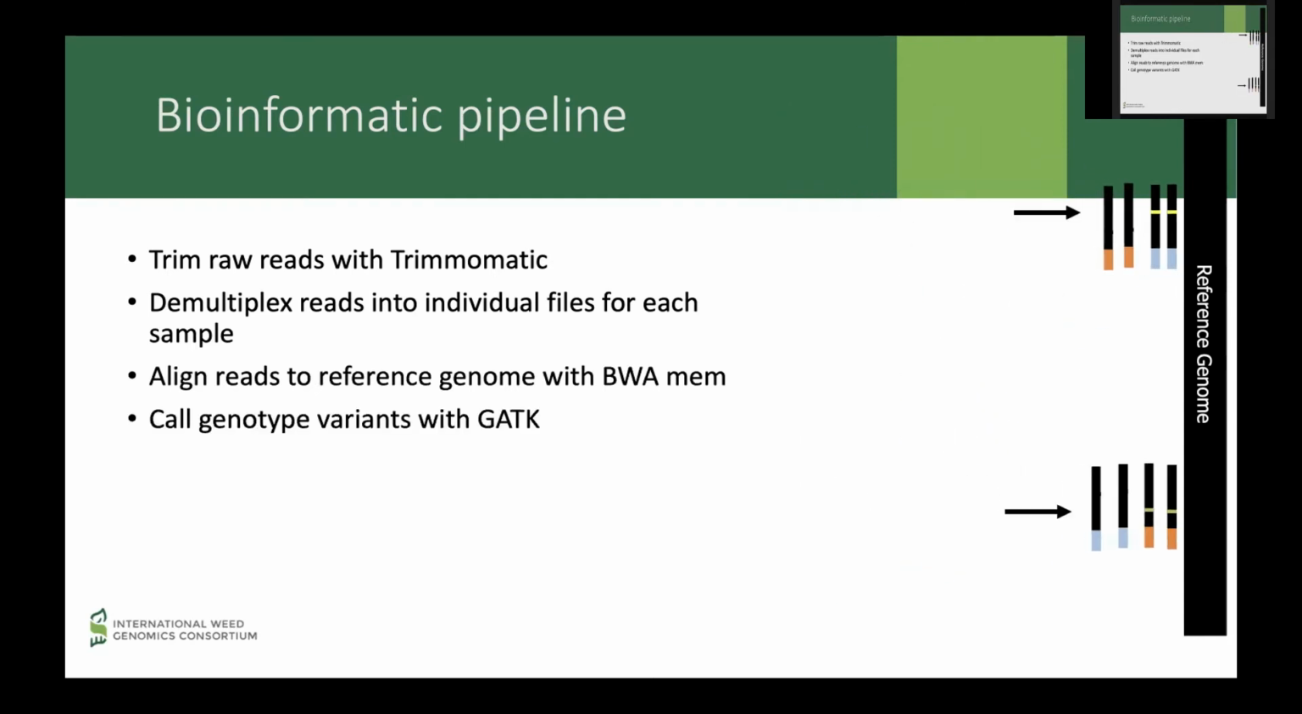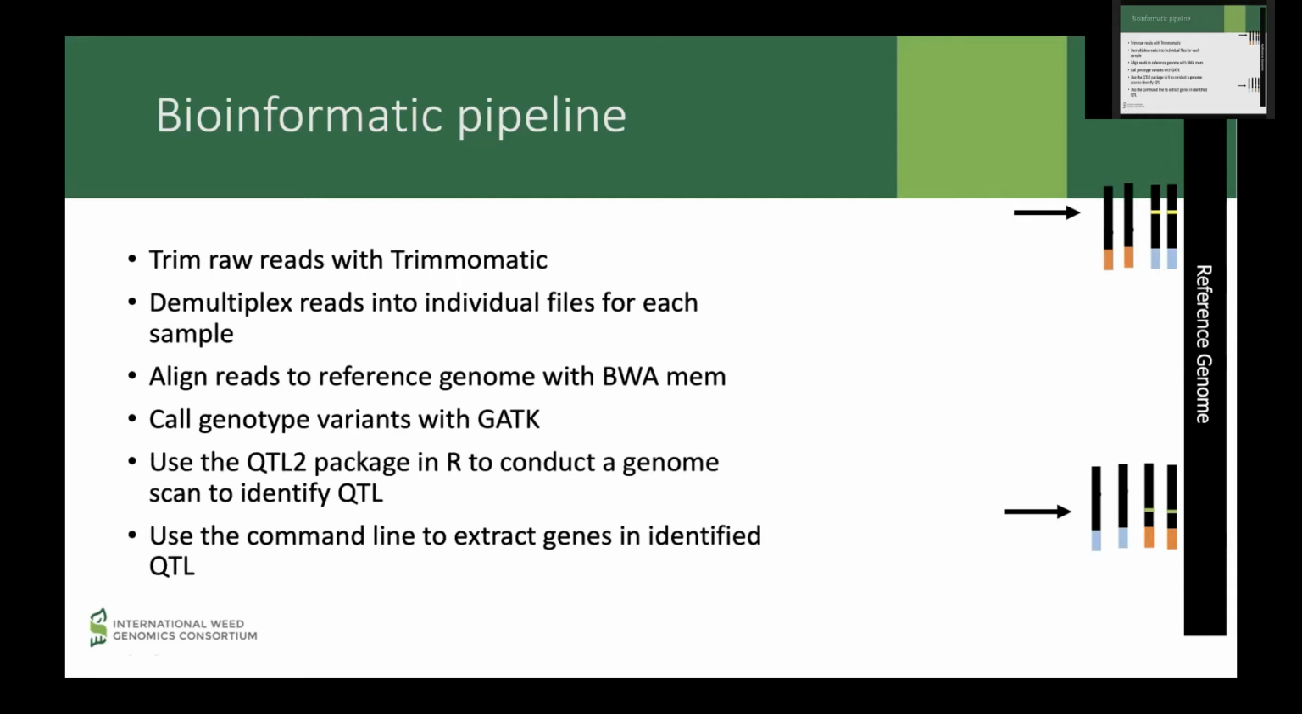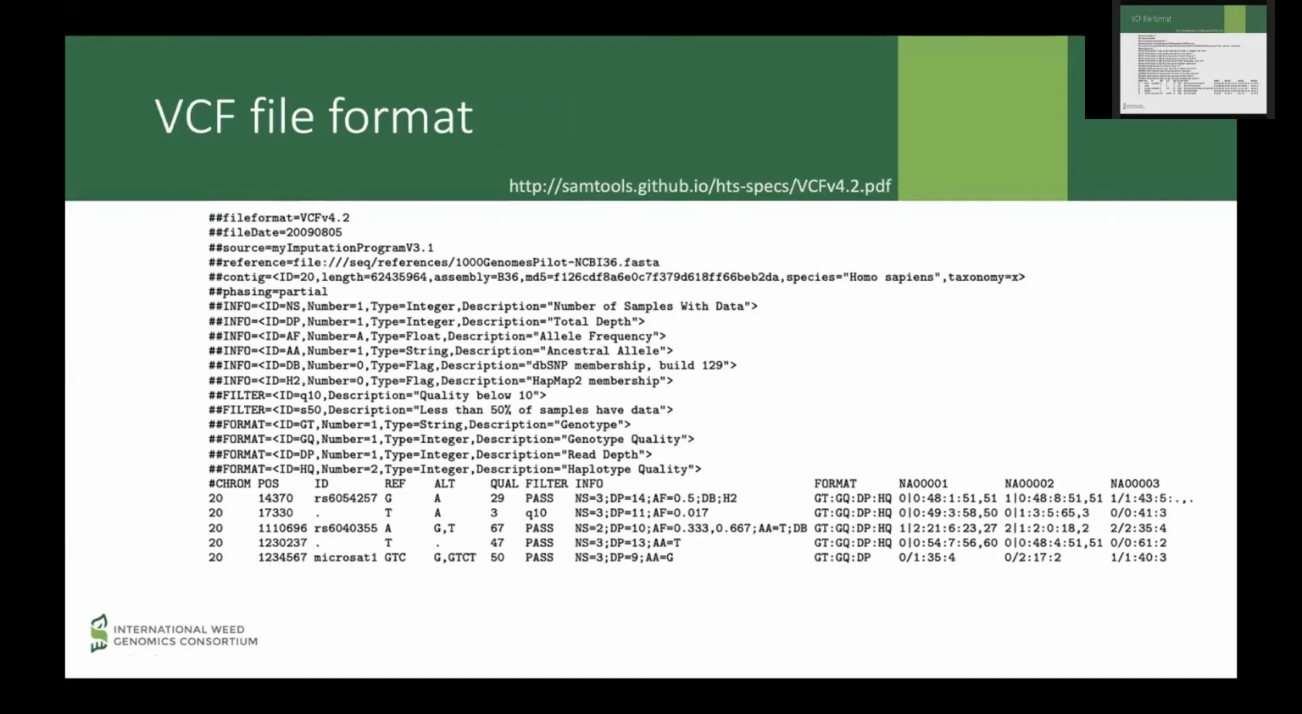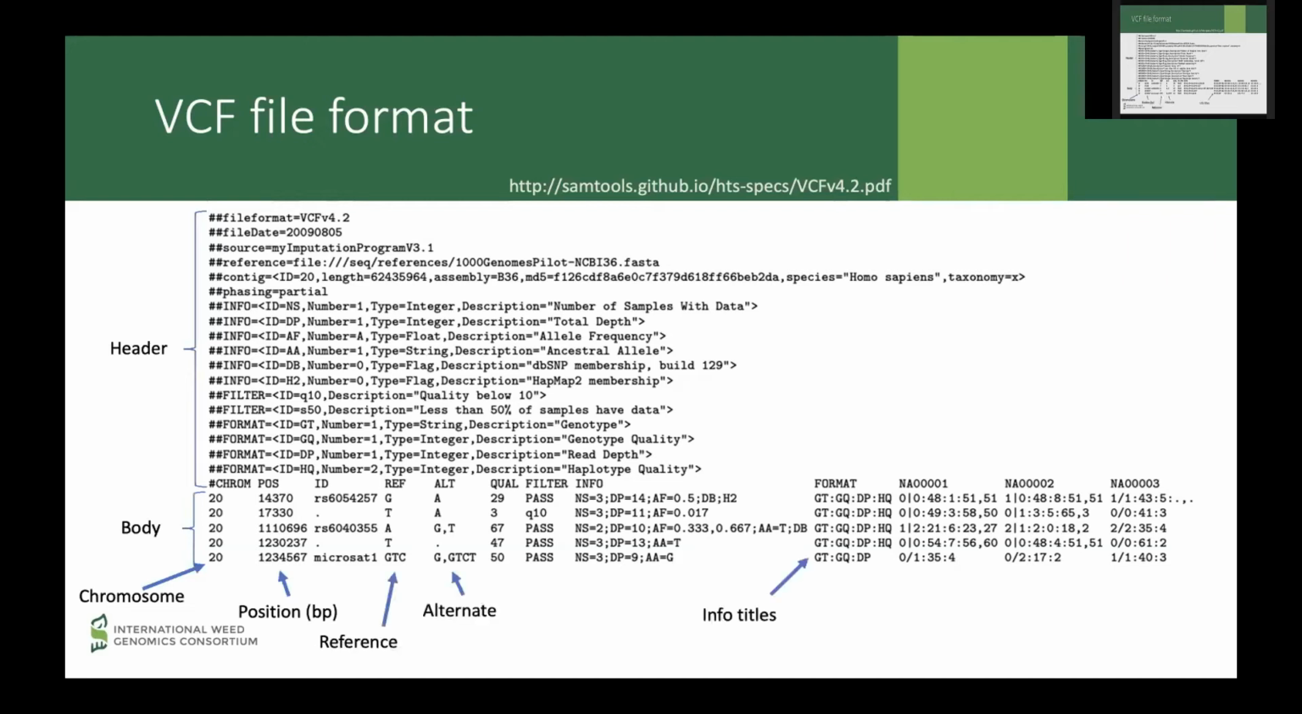So these arrows are pointing at sequence variants that exist between samples. The blue sample has a yellow sequence here, the orange does not. So that is what we're going to pass into our QTL package today in R to do our genome scan. And then we're going to finish up by using some command line tools to extract genes within the QTL that we find.